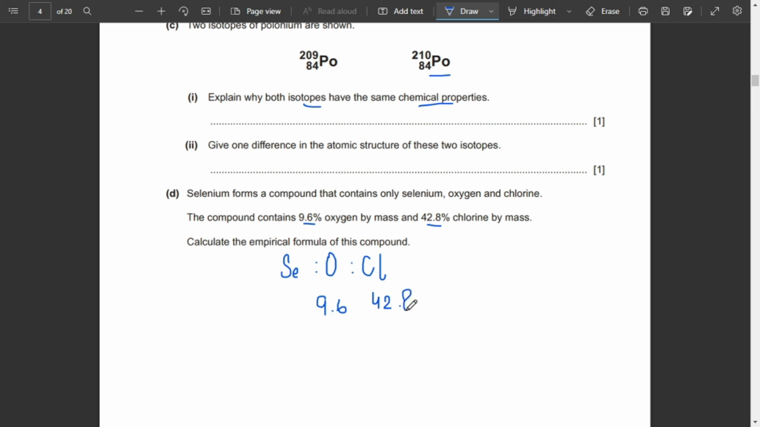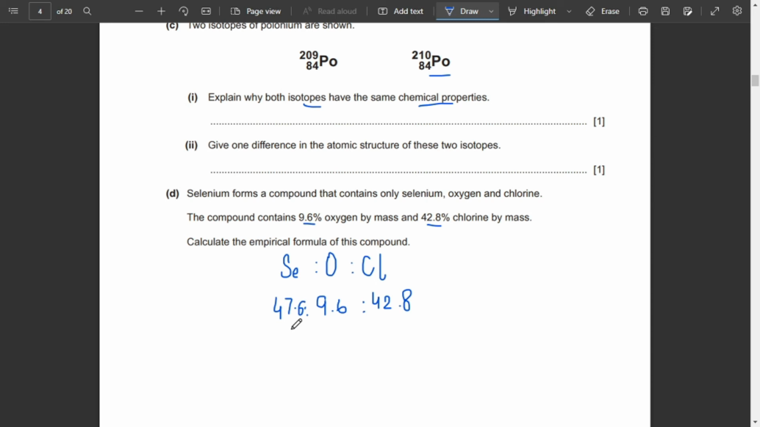We do not have the percentage of selenium, which is not a big deal at all, since we know that if you talk about a percentage, we're talking about 100. So we are going to add 9.6 and 42.8 and then subtract it from 100, and we'll get 47.6 for selenium. I believe, right. So here we got it.